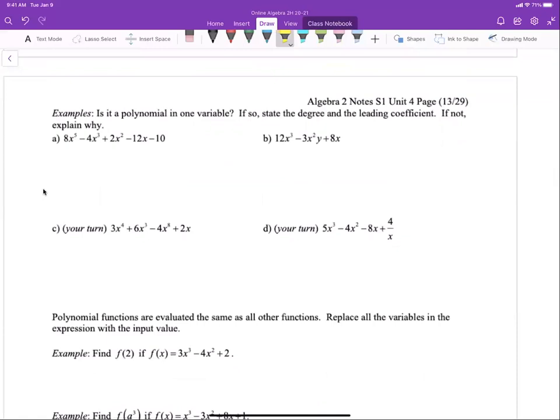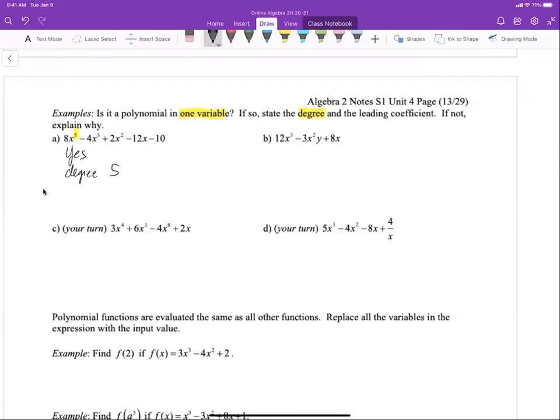Is this polynomial one variable? So if I look across on A, I only see x's. There are no other variables. So the answer is yes. It is in one variable. So I've answered that question. If so, state the degree and leading coefficient. Well, what is the degree? The degree is the largest power, the largest exponent, and the degree in this case is 5 because I have x to the fifth.